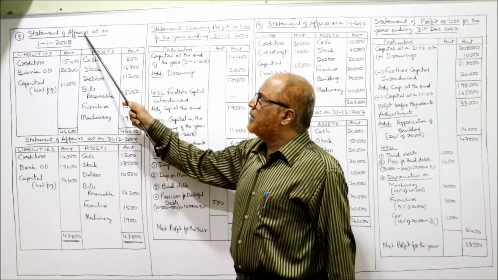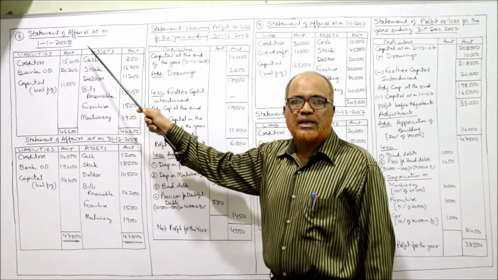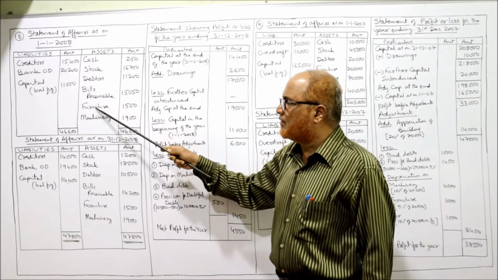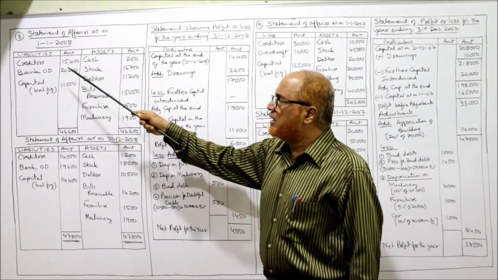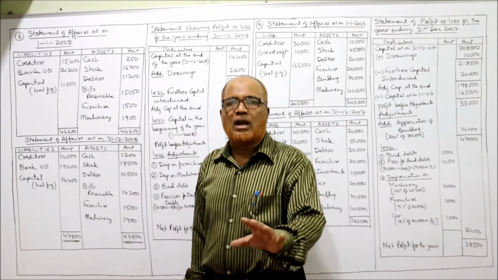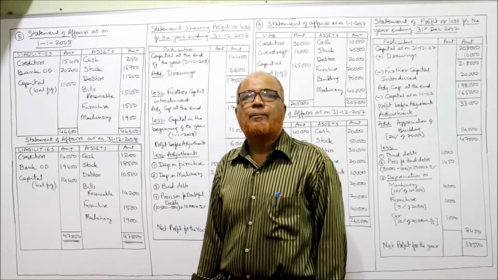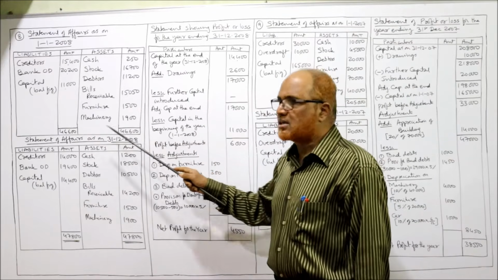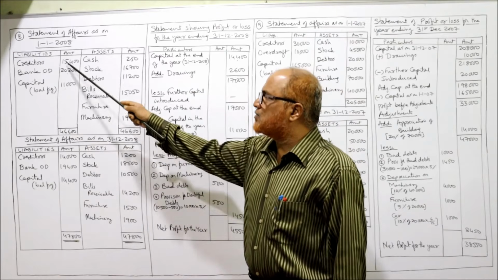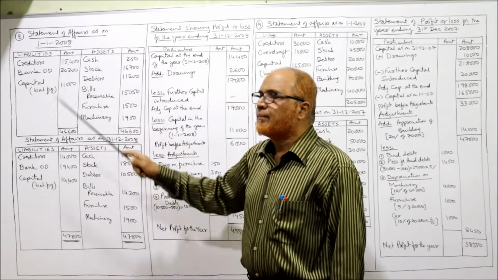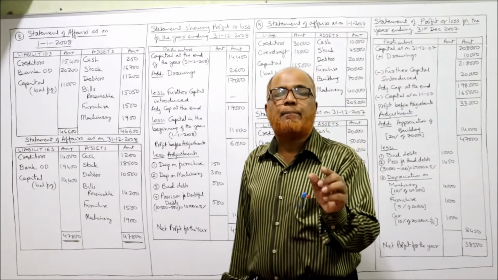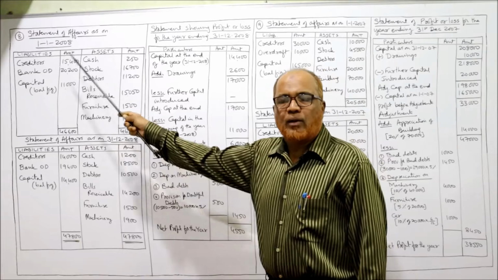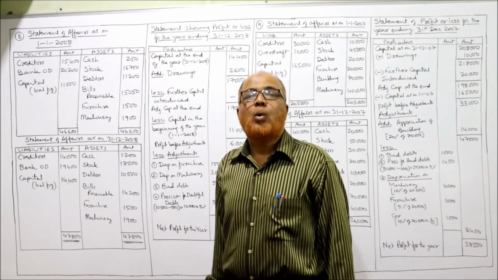Now see here, the statement of affairs as on 1st January 2008, the beginning of the year. Take all the assets: cash, stock, debtors, bills receivable, furniture, machinery. Now the liability side: creditors and bank overdraft. That's all, only 2 liabilities. The balancing figure will be the capital. Take the total on the asset side, 46,600. 46,600 minus 15,400 minus 20,200, so 11,000 rupees is the capital balancing figure. By preparing the opening statement of affairs, we got the opening capital.